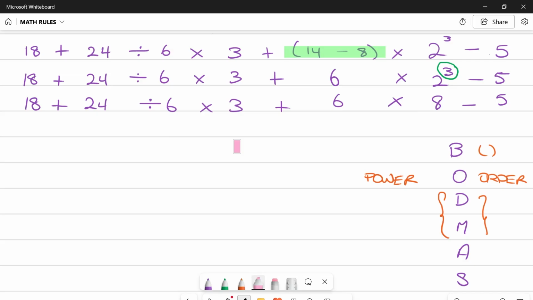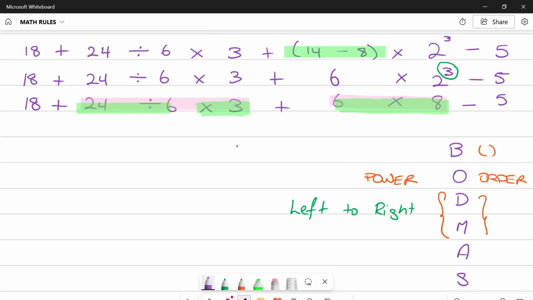So now we look for any division or multiplications. The way we do division and multiplication, according to BODMAS, is from left to right. When we have division and multiplication, like in this, the order that BODMAS specifies is left to right, meaning we start with this equation on the left first and then proceed onwards to the equations on the right. So the order that we must follow when doing division and multiplication is left to right.